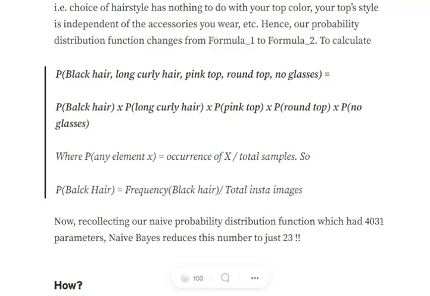And it is not a discriminative model because it is not trying to discriminate between different classes, but it is trying to learn the distribution as a whole.